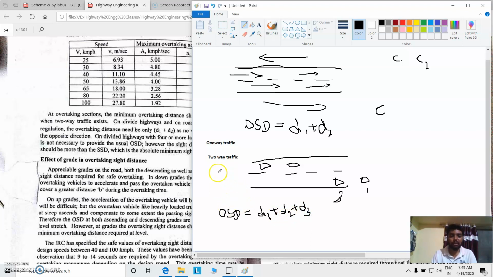In the calculation of overtaking sight distance, we should know the traffic condition. If the condition is one-way, we have to neglect d3 because an upcoming vehicle will not be there. In two-way traffic, there will be an upcoming vehicle, so we have to consider d1 plus d2 plus d3. d3 is the distance traveled by vehicle C during the overtaking operation of vehicle A.